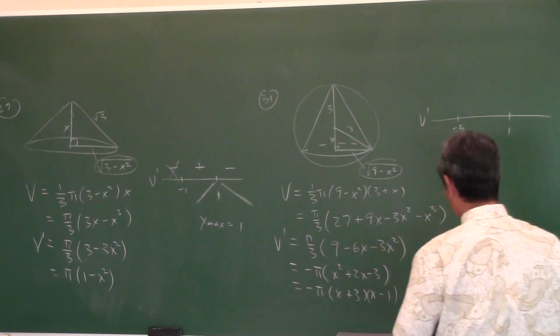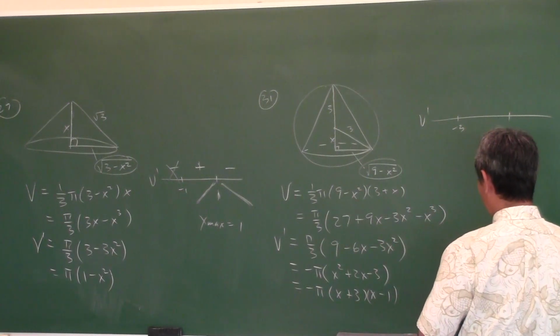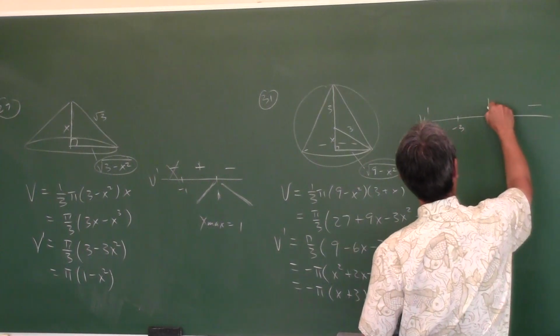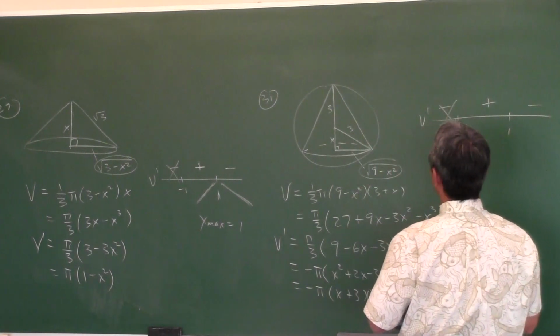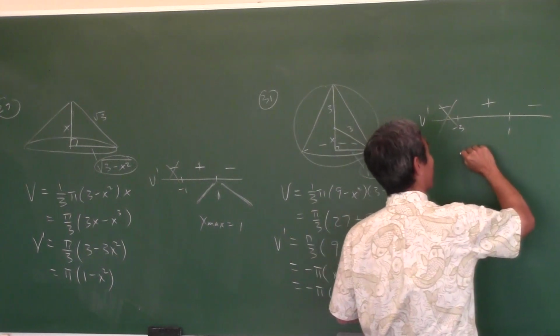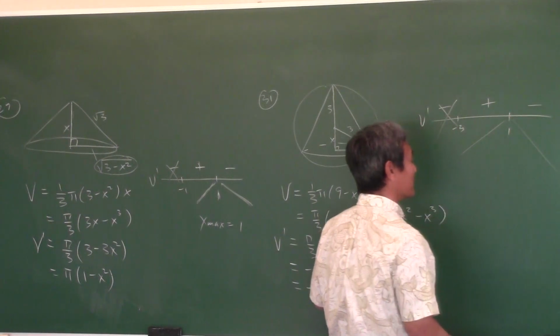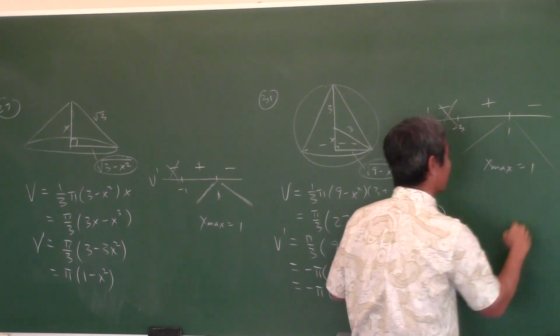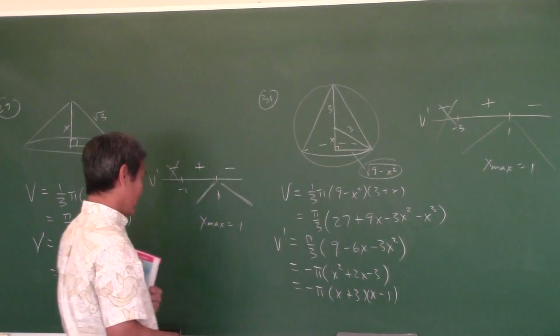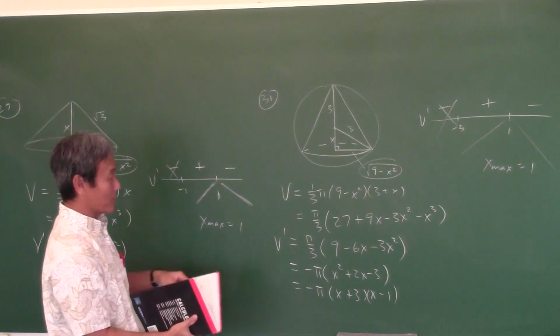And if you plug in 2, it's going to be minus plus minus. We really don't care about the negative side because you cannot have negative values for x. So the volume is increasing and then the volume is decreasing. So the maximum volume comes when x is 1. And then you answer the question. Make sure you answer the question on tomorrow's quiz.